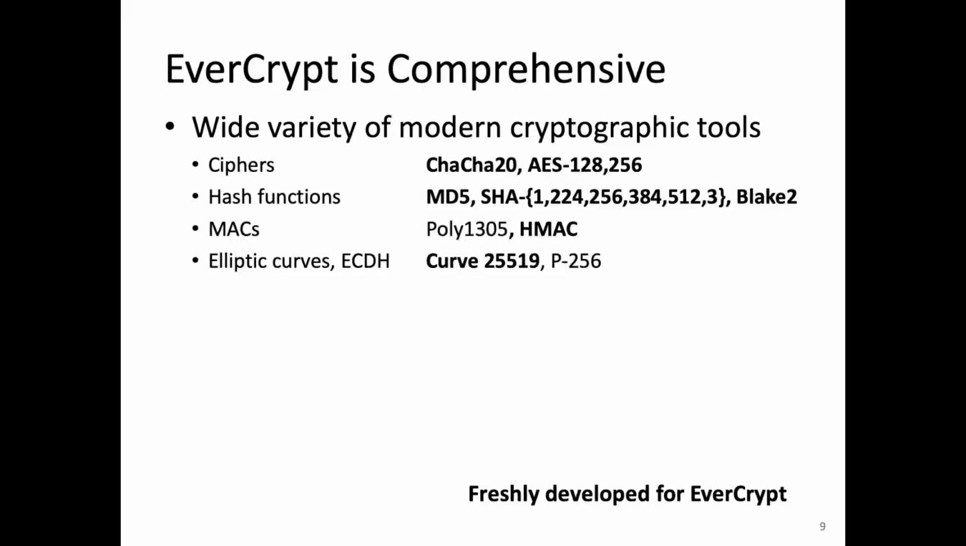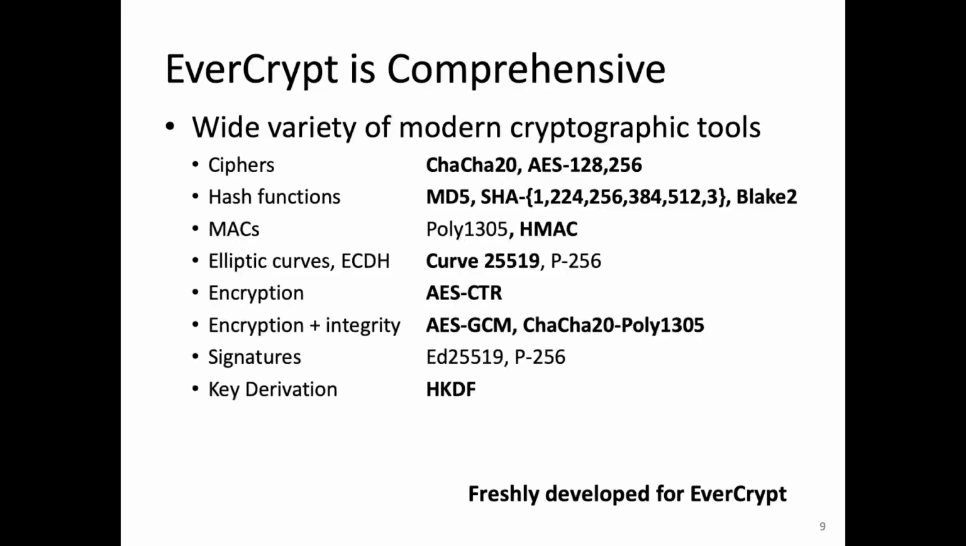EverCrypt offers all of the basic primitives you might want, as well as more advanced constructions built on top of them, including simple high-level APIs like Box that were pioneered by the NaCl crypto library. Note that while we benefited from our prior experience developing the HACL* library and Vale-based crypto, nearly all of these were freshly implemented for EverCrypt.